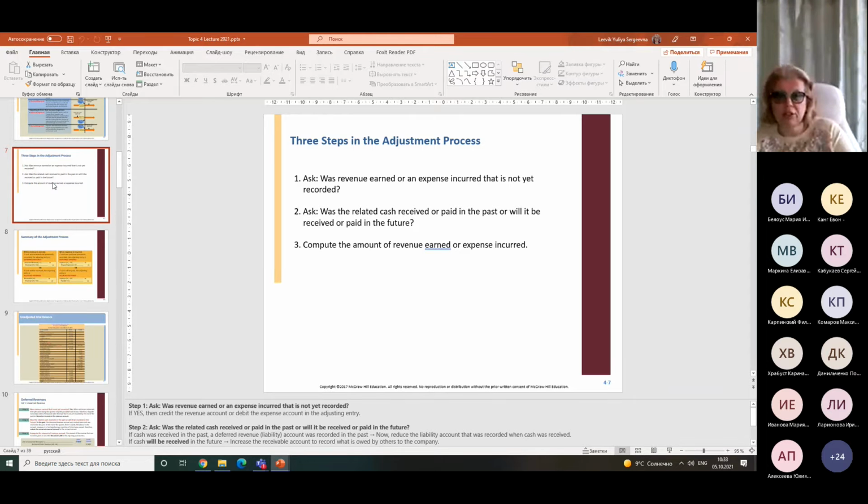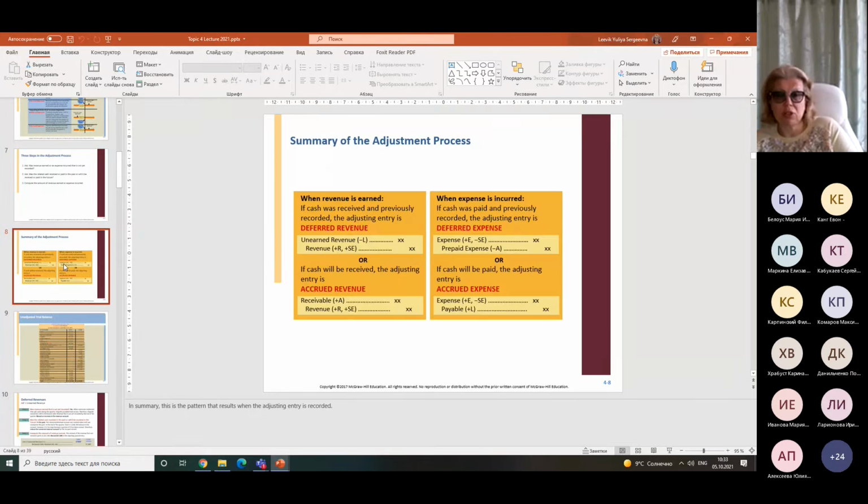Also there are 3 steps in the adjustment process. First of all, to understand what revenue or expense is incurred and is not yet recorded, what should we do? Also we should consider the effect of cash payment in the past or in the future. And also we should compute the amount. So 3 components. So what I can recommend, a summary of the adjustment process, a very, very important slide.